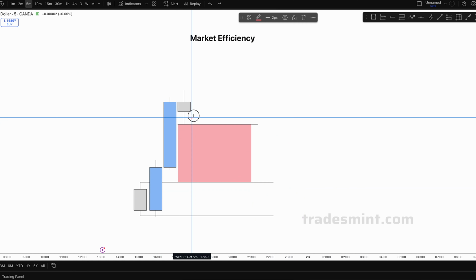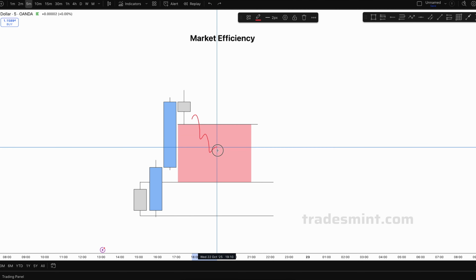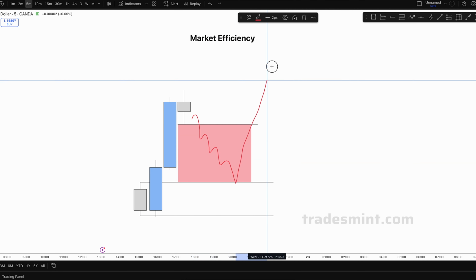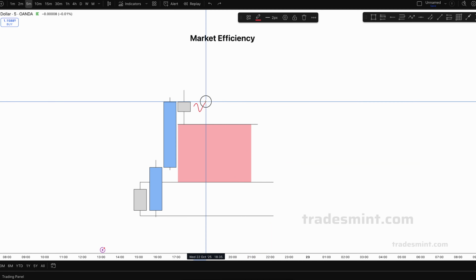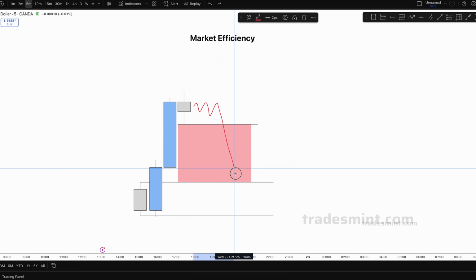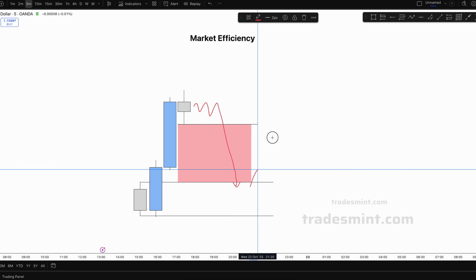And when we see an inefficiency, we want to wait for it to be filled and then we can take a trade. And if we see an inefficiency and we find an opportunity to trade through it, well, we can then trade through that into that and then trade out of it.